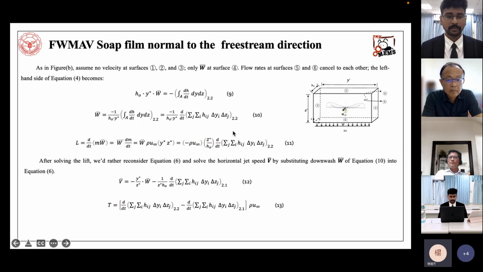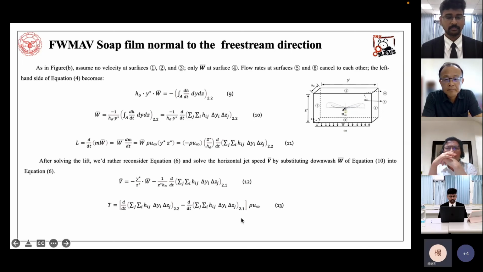So it means that we combine his two seniors' work together, so we can solve W and T. W is the downwash. Downwash can be translated into the lift force. So we can solve the lift force, and then substitute back to the previous case. So we can solve the thrust force at the same time.